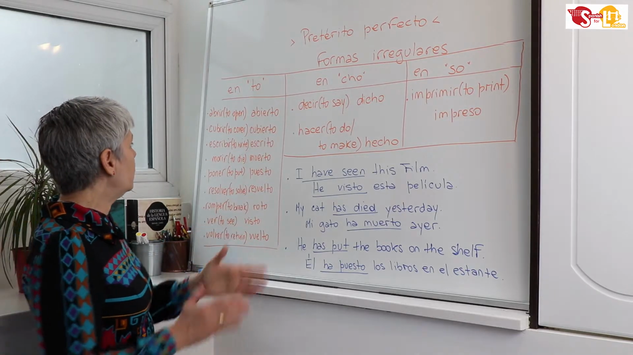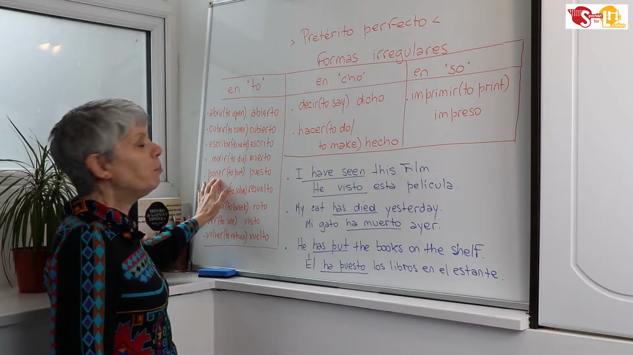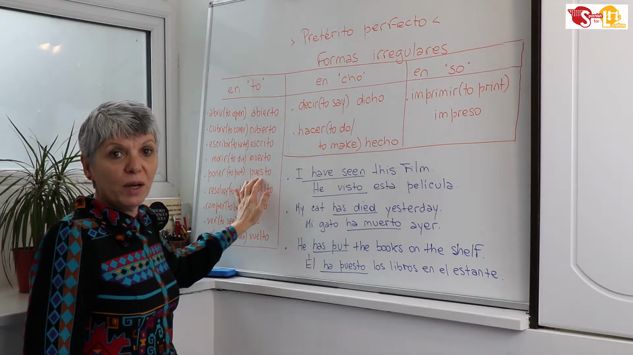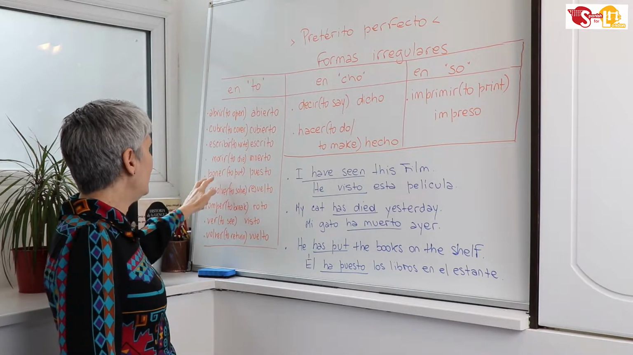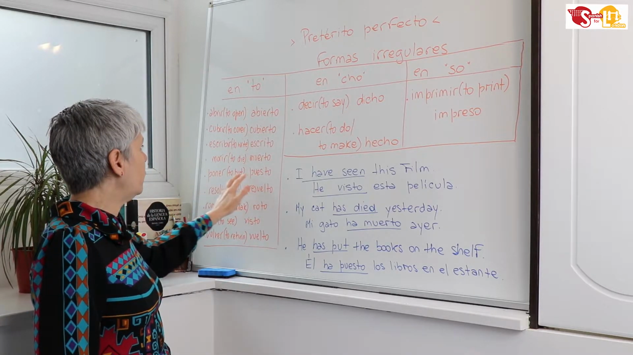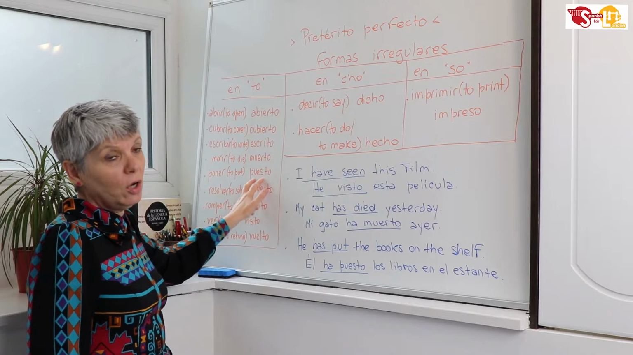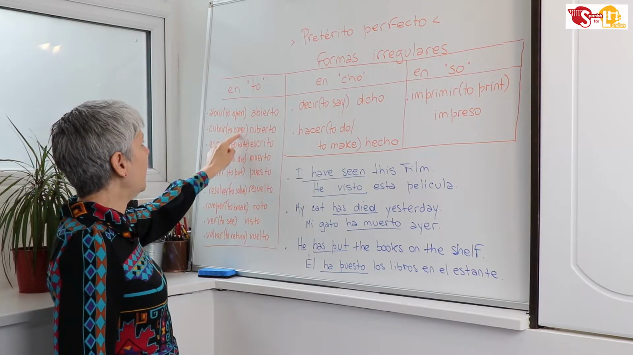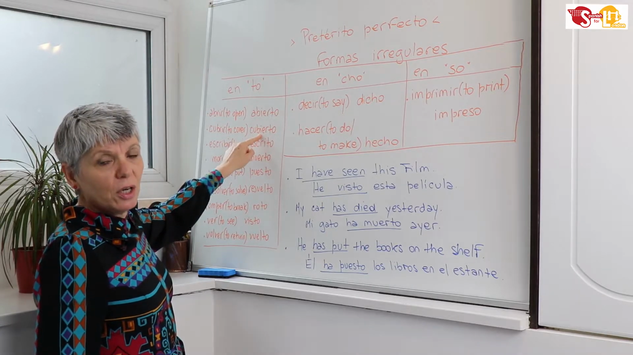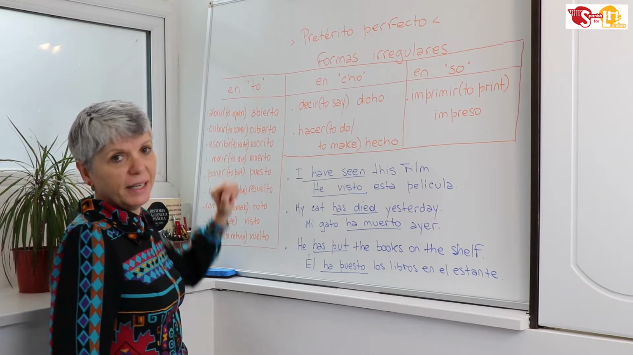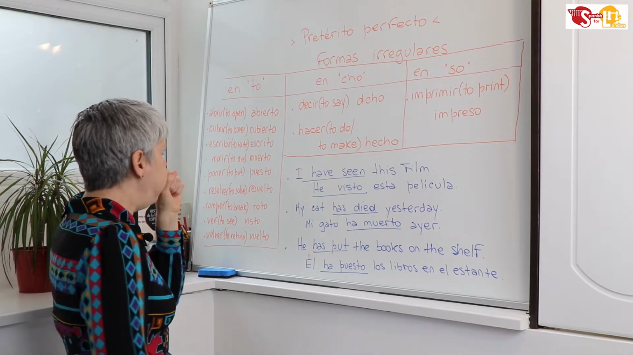Okay, then of course, if you have a verb like poner, which is to put, and the irregular form is puesto, when you have a verb like componer, which is compose, the irregular form will be compuesto. Or for example, if you have cubrir, which is to cover, and the form is cubierto, for descubrir, which is to discover, the form will be descubierto. Okay?